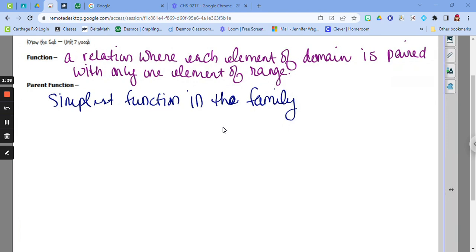So, any questions on this piece? Again, just the definition of a function, because everything we're working with in this unit is a function.